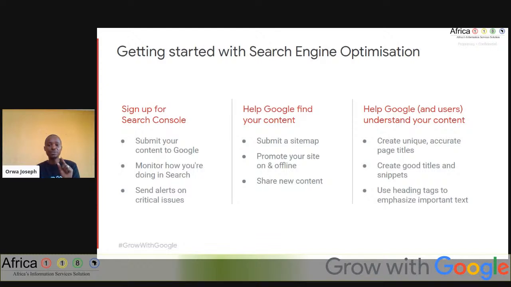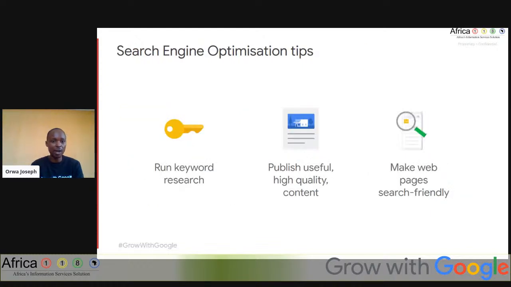Search engine optimization helps you improve your website visibility to people who are searching for products and services just like yours. So did you get the search engine optimization process? If there is anything you want to understand, feel free to ask us at the chat box. But let's jump deeper and look at search engine optimization tips, tips that you need to have. First thing, run keyword search. Ensure that you understand the phrases that people use when they're searching for products and services online. Then publish useful and high quality content. And lastly, make your website pages search friendly. Did you get that? Great, people.